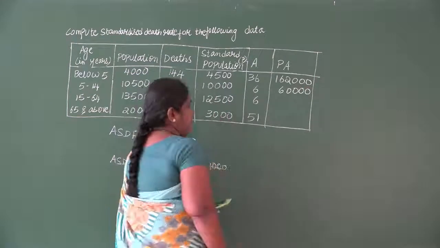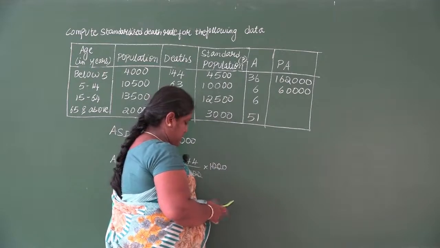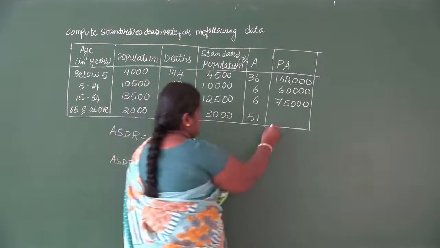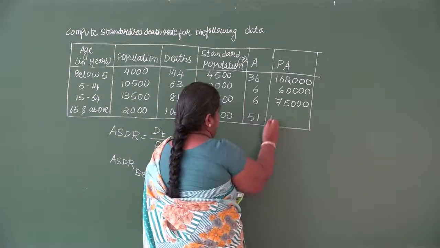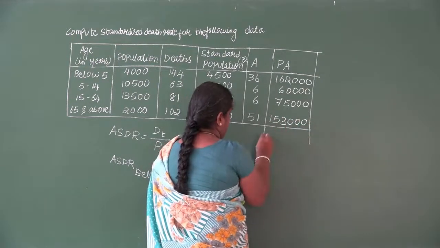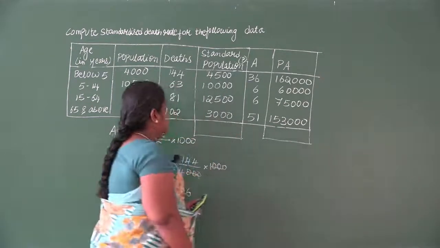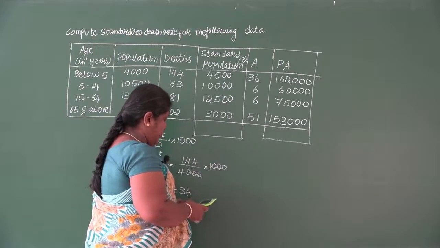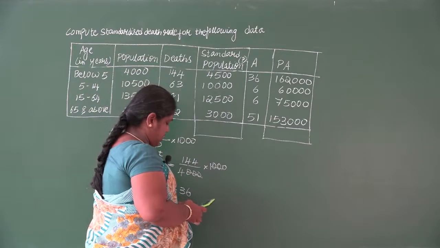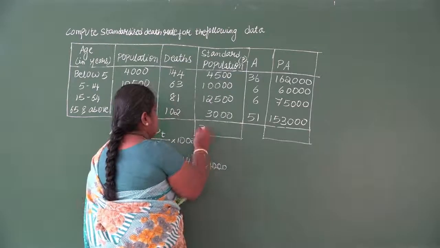Then next, 12,500 into 6. So 125 into 6 is 750. Then 3,000 into 51, so it is 153 and 3 zeros. Now do the total of the population, standard population, and the total of PA. So 4,500 plus 10,000 plus 12,500 plus 3,000, which is 30,000.